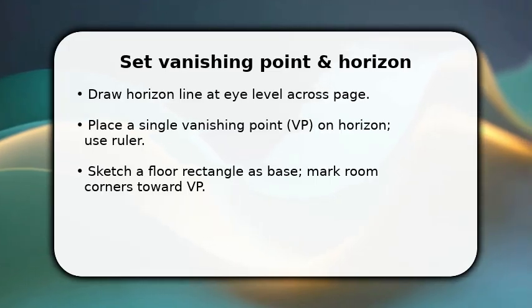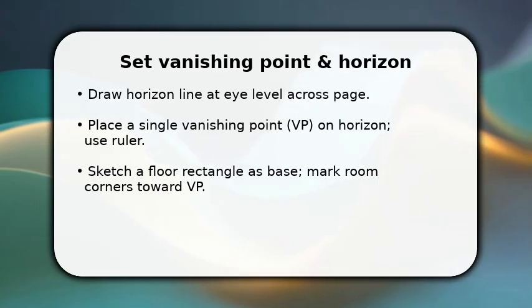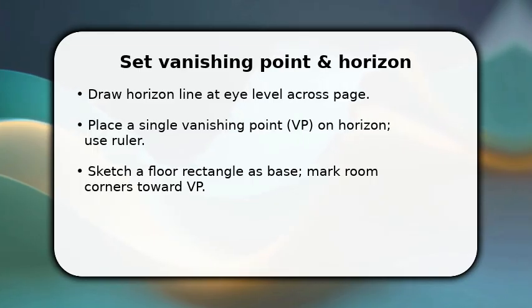You start by fixing the horizon and one vanishing point because that controls perspective. Place the VP on the horizon at a comfortable offset. This determines how skewed the room feels.